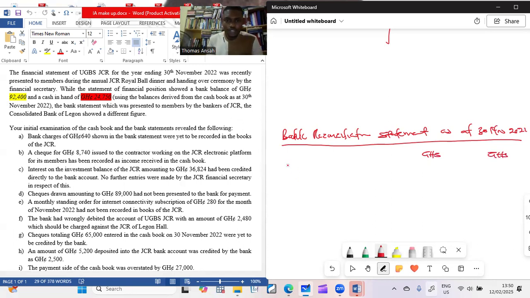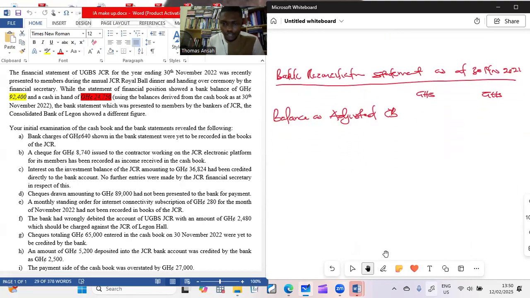All right, then you know that you need balance as per adjusted cash book. You know it is 150. Let's see how many minutes we do this. You know that you will add unpresented checks.